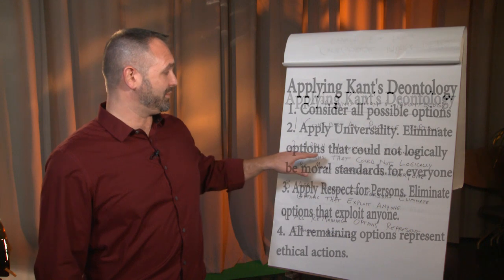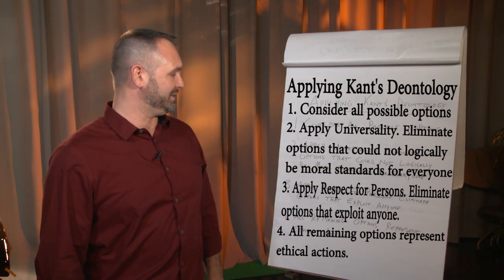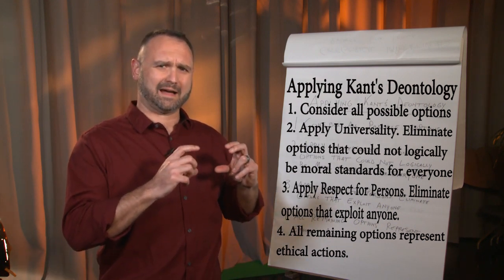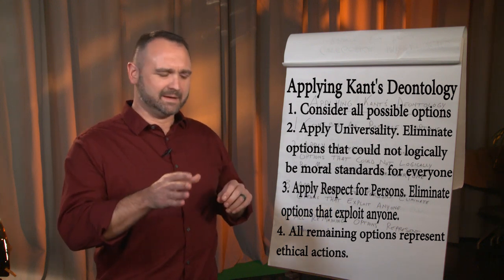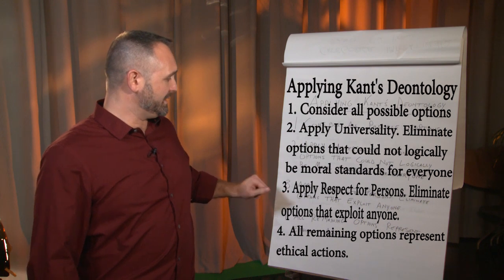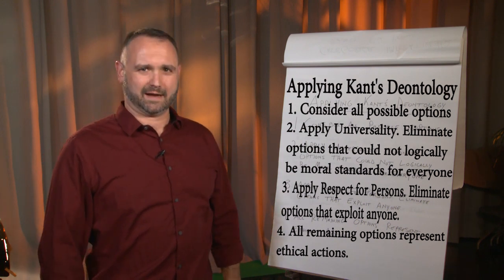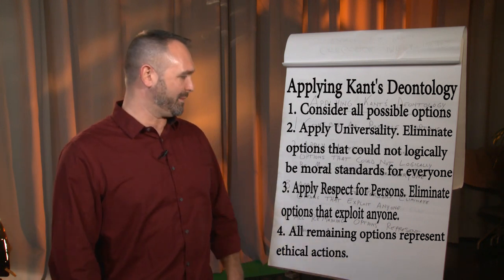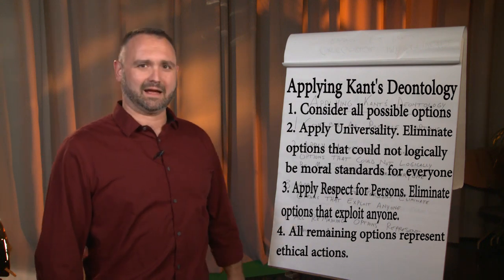So first, we're going to apply the idea of universality. That principle, we're going to eliminate any options that could not logically be moral standards for everyone. So if the maxim expressed by that option leads to a kind of logical contradiction, then we throw that option out. If that's not the case, then we keep that option in. Then we'll apply the respect for persons principle and eliminate any options that exploit anyone. Remember that it has to be an exploitation relationship and not one of cooperative partnership. And then any remaining options represent ethical actions.